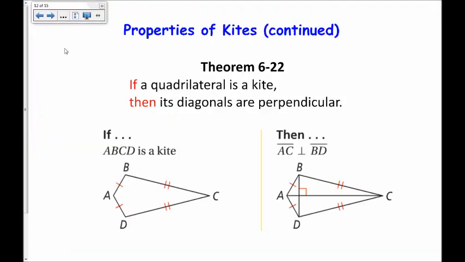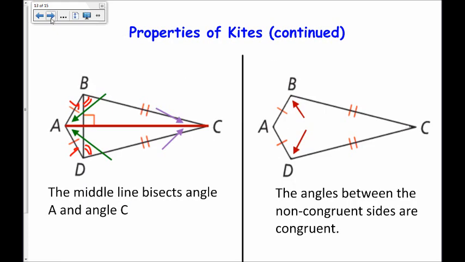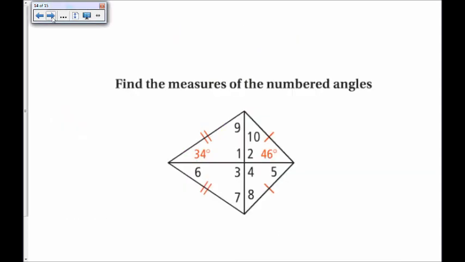Okay, let's look at the theorems that are based on these properties that we just saw. If a quadrilateral is a kite, then its diagonals are perpendicular. We just saw that. And the middle line bisects angles A and C. It's kind of hard to put that into words, so I'll just draw a picture. This middle line will bisect these opposite angles, and angles B and D, the angles between the non-congruent sides, are also congruent. Now let's use those ideas to find the measures of the numbered angles.